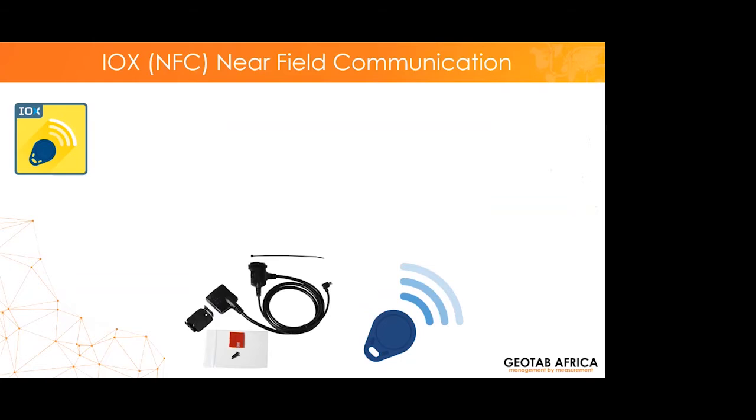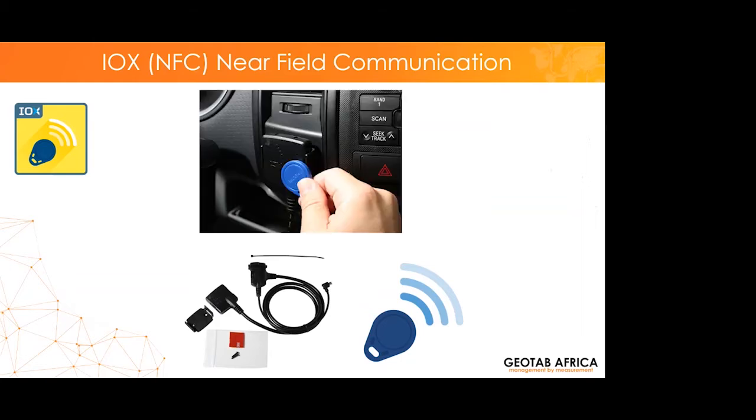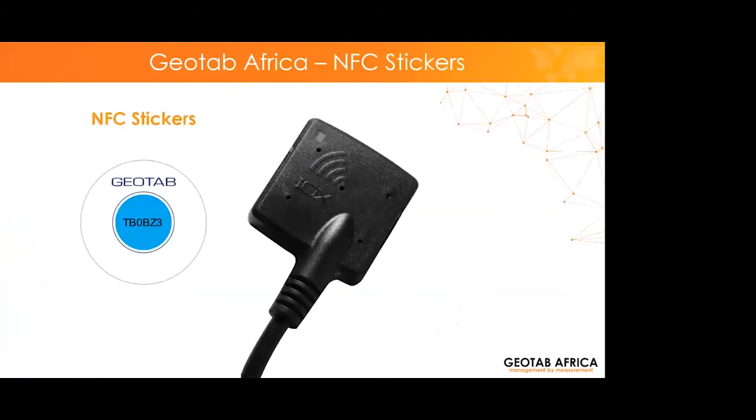The next IOX expandability that I'm going to start off with is the IOX NFC, or Near Field Communication. The IOX NFC reader can be used to identify the driver operating a specific vehicle using our specialized NFC keys. This is useful to monitor when you have multiple drivers driving different vehicles. To easily add or rename a driver, we have the option of the whitelist feature. And with the whitelist feature, with the Geotab tags, we also have the option of NFC stickers.